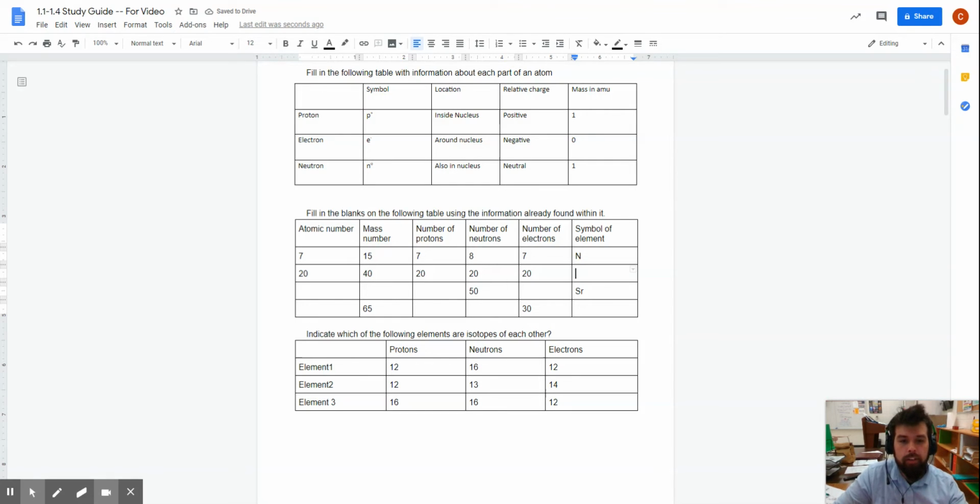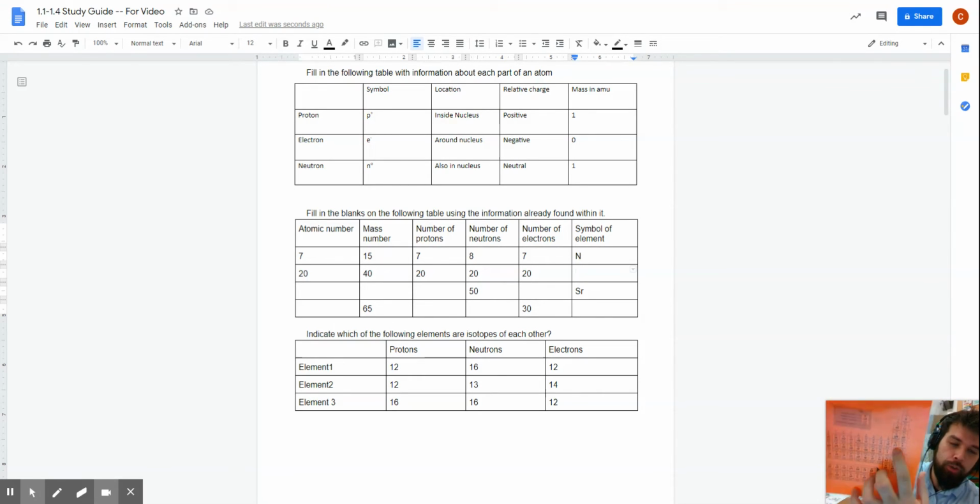Now I just need to find the symbol of the element. Well, let's see. That'll be 20 on the periodic table because that's the atomic number. When I look at that, there you go. Calcium, good for your bones.